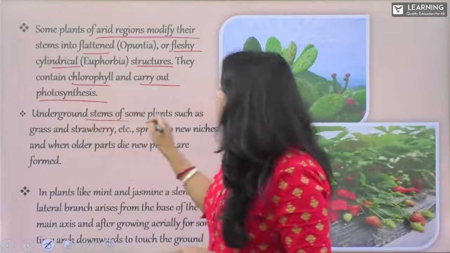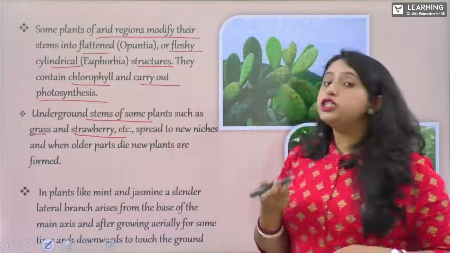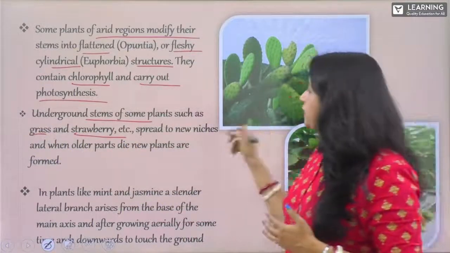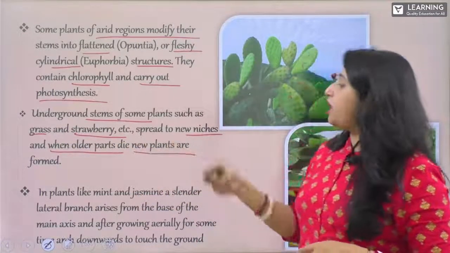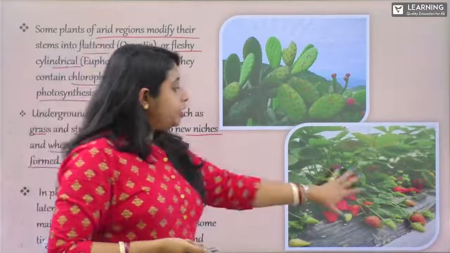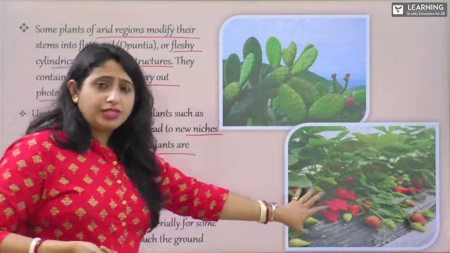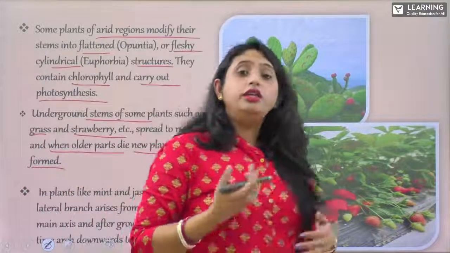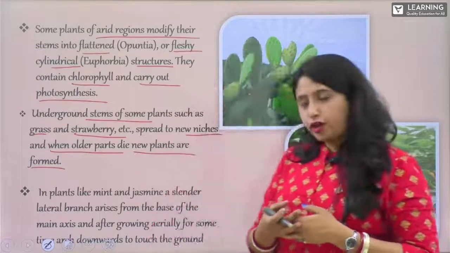Underground stems of some plants such as grass and strawberry spread to new niches, and when older parts die, new plants are formed. So what happens in case of this strawberry? When the old plant dies, from there the new stems come out. In that way they modify themselves.